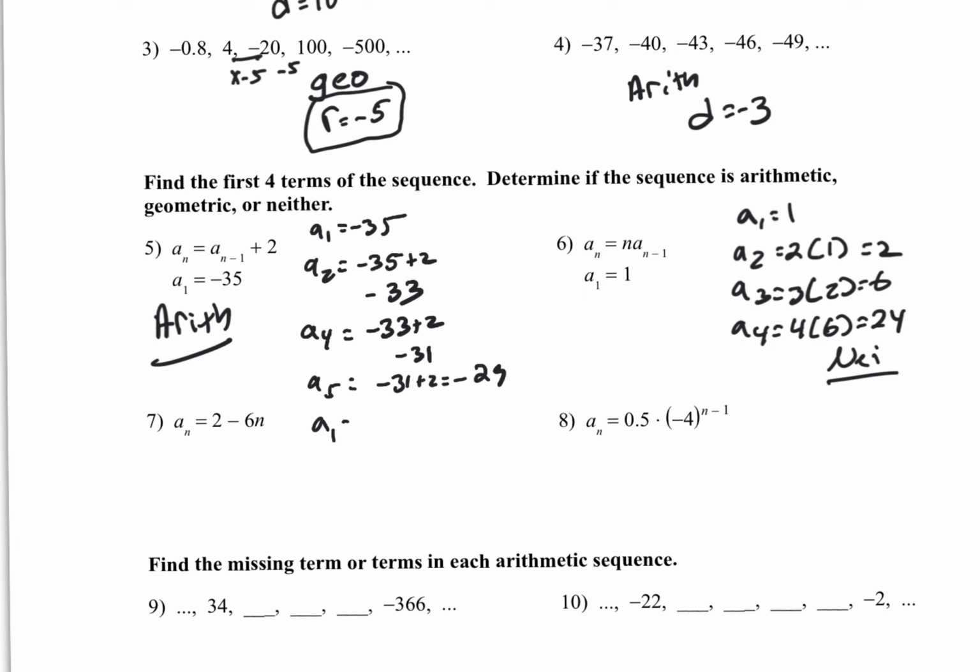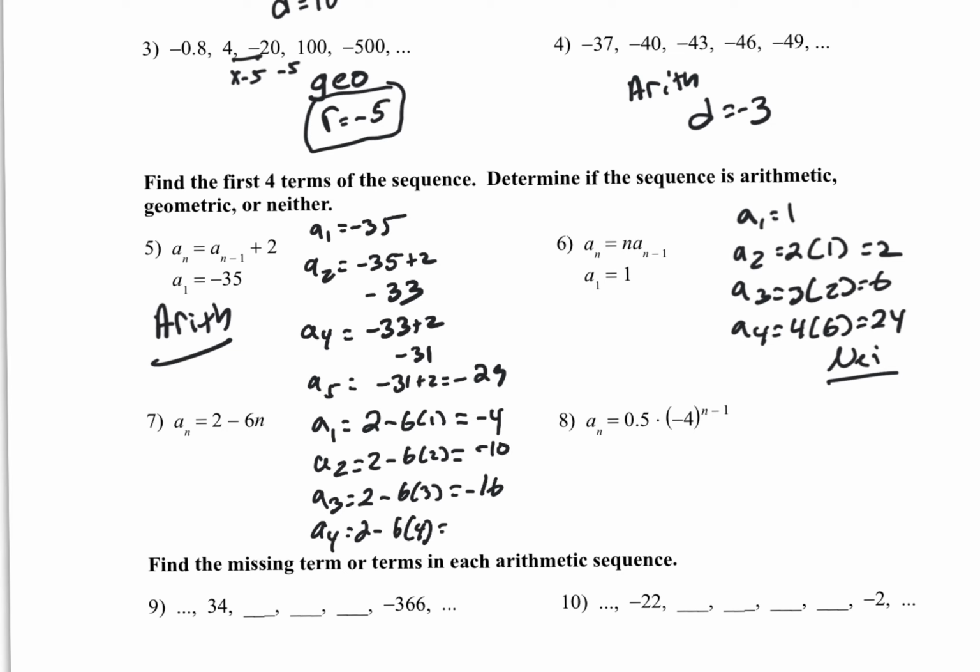The next one, find our first term. Anywhere we see an n, we're going to replace it with a 1. So that's 2 minus 6, which is negative 4. Second one, anywhere we see n, we're going to replace it with a 2. So 2 minus 12 is negative 10. The third term is 2 minus 6 times 3, which is negative 16. And the fourth term would be 2 minus 6 times 4, which is negative 22. It looks like we're subtracting 6 every time. So arithmetic.